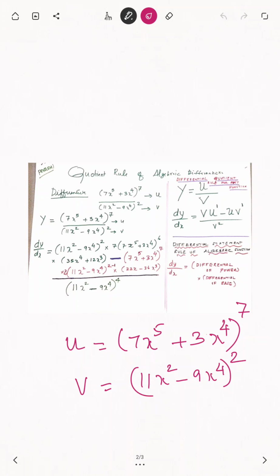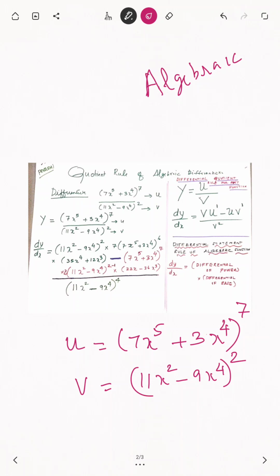Okay, before differentiating this, you see what type of function it is. It is an algebraic function in the form of u by v. What is the differential rule? Y equal to u by v gives dy by dx equal to v u dash minus u v dash by v square. Here the function is in which category? Algebraic function. Algebraic function means you have to apply the rule: differential of power into differential of base. Now I will explain how to differentiate this function nicely.